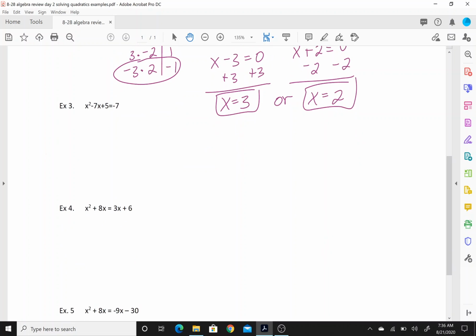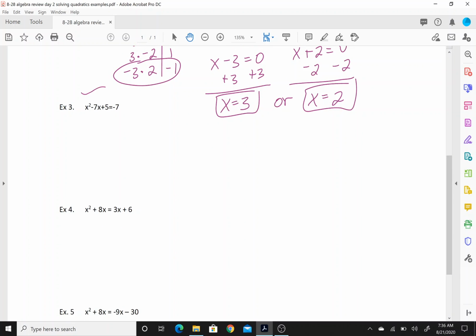All right, our next example, this one, it's not set equal to 0 right away. So first we have to move this -7 over to the other side to get this quadratic set equal to 0. So I'm going to add 7 because that's the opposite, and you add it to the constant term because it's just a plain number. So I have x squared minus 7x, then I had 5 and I'm adding 7, so it's going to be plus 12, and that's equal to 0.